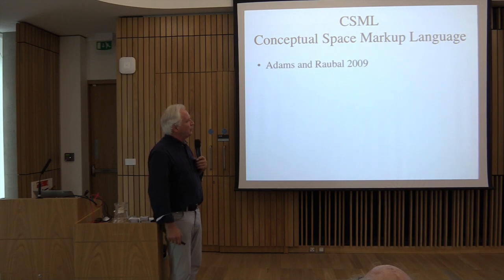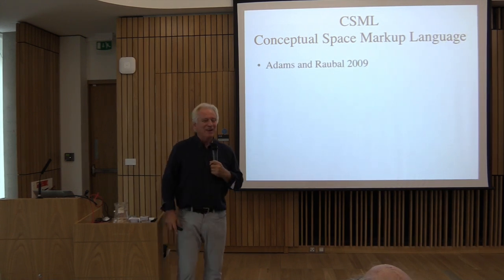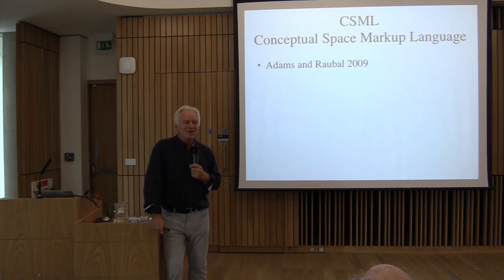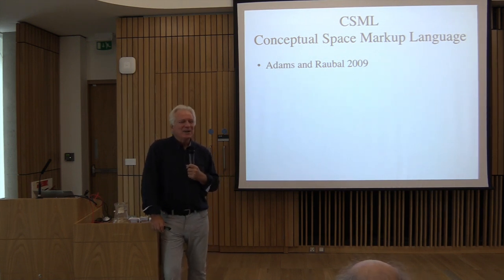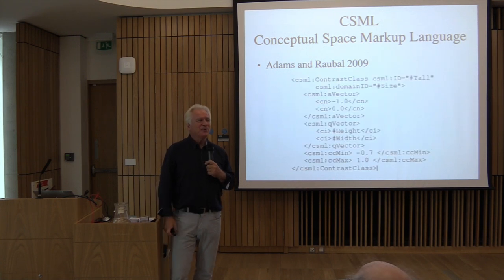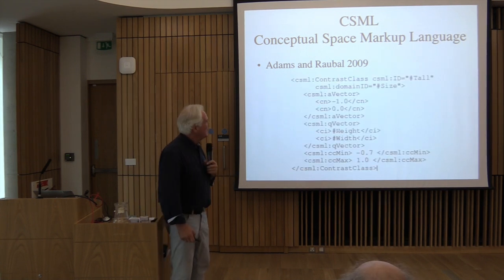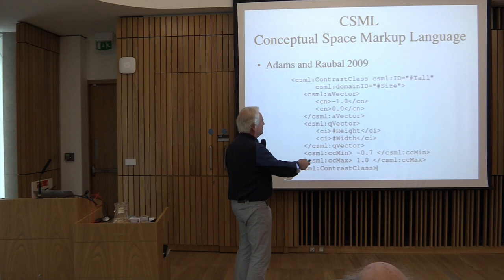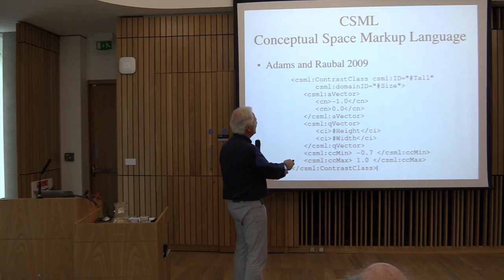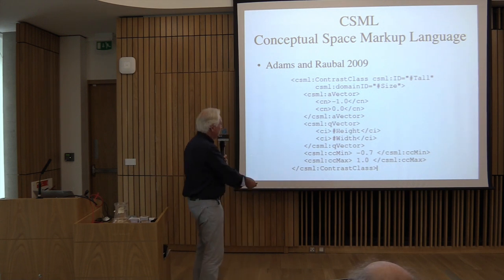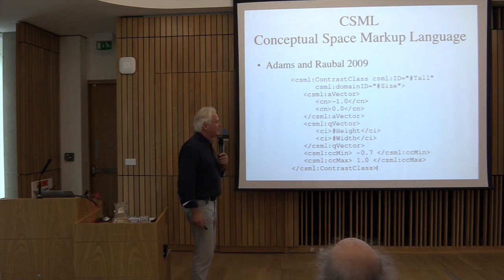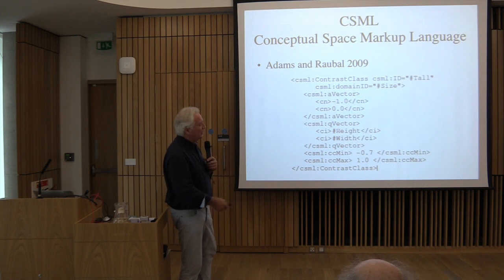Some people, Adams and Raubal, wrote a paper where they presented conceptual space markup languages. They want to marry my theory with the traditional HTML language. So they have proposed a system that looks a bit like this. You want to specify the meaning of tall. And you say that the domain is the size domain. And then there are classifications here. You have to depend on the contrast class that I didn't talk about. I don't want to go through the details here.